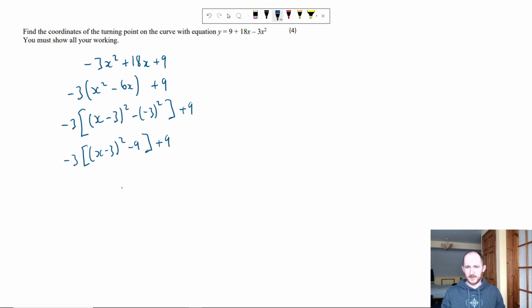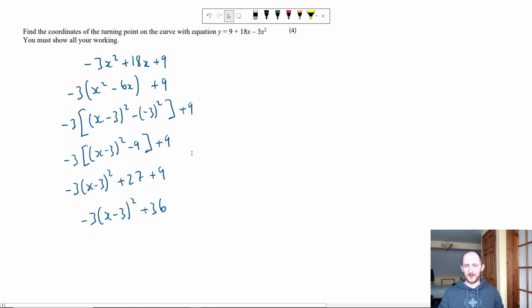Expand those brackets, we get minus 3 x minus 3 squared plus 27, right? Because minus 3 times 9, times by minus 9, plus 9. So my final answer is minus 3 x minus 3 squared plus 36.